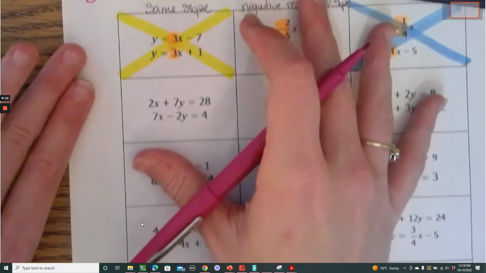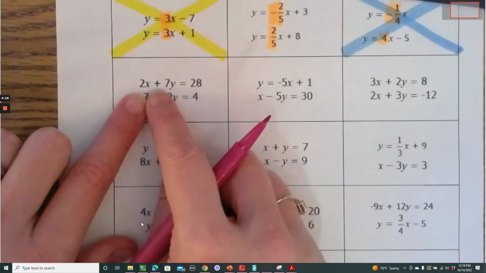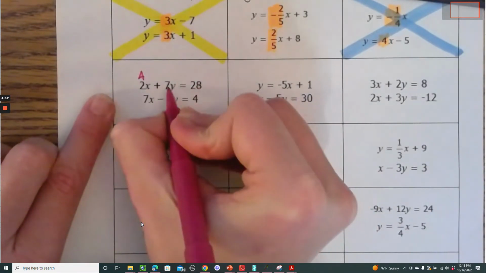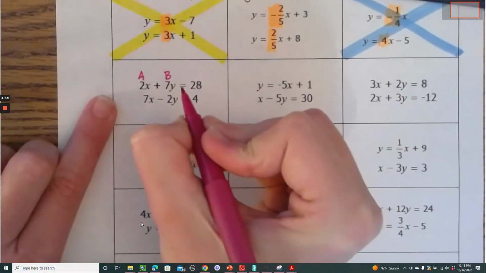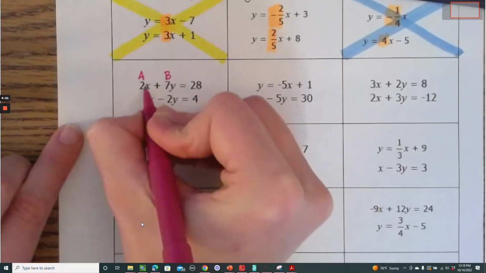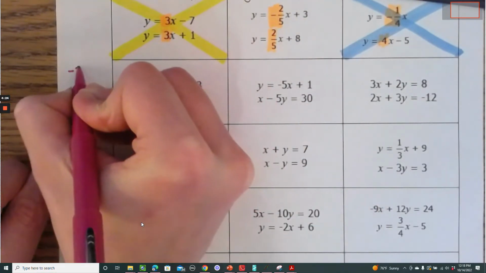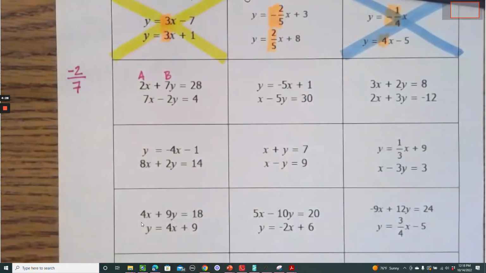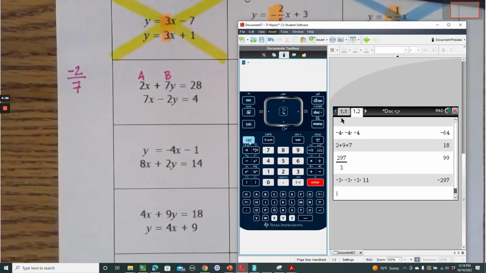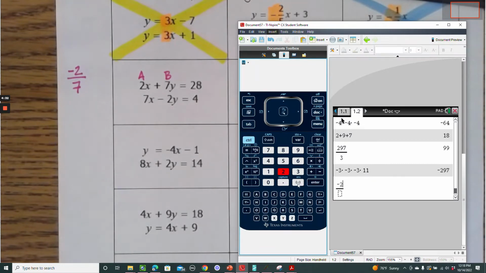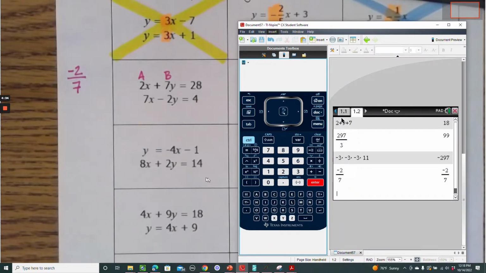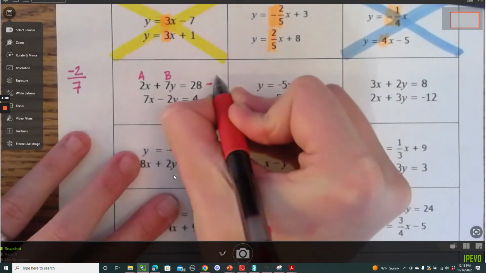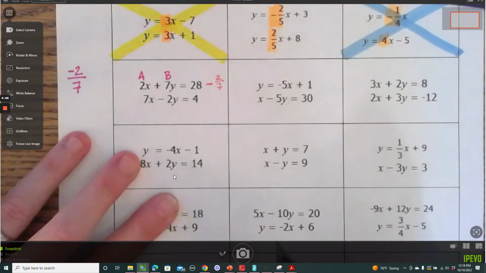So in this one here, 2 is my A, and 7 is my B. So I do negative A, so negative 2 over B, which is 7. And always make sure you're simplifying your fractions, please. It stays the same. So my slope for this one is negative 2/7.